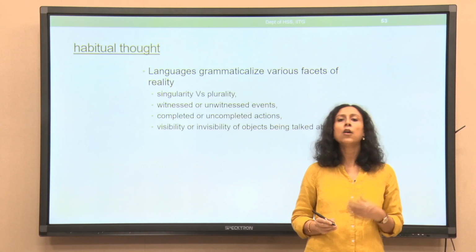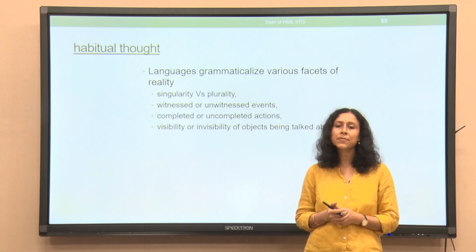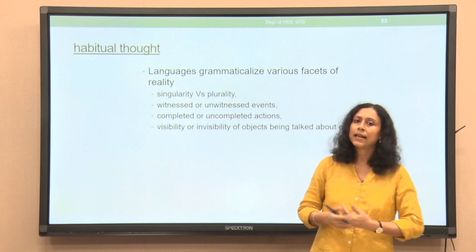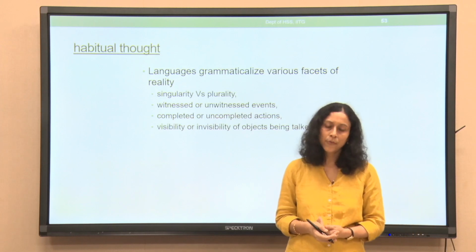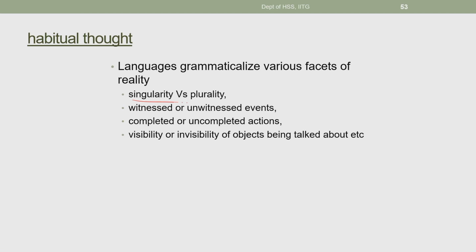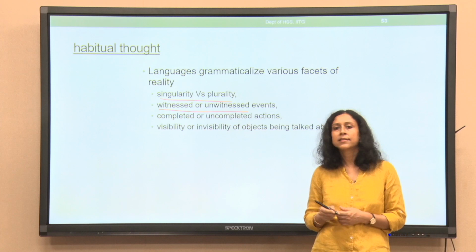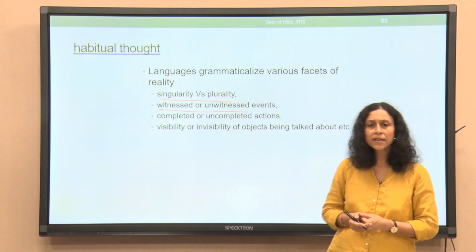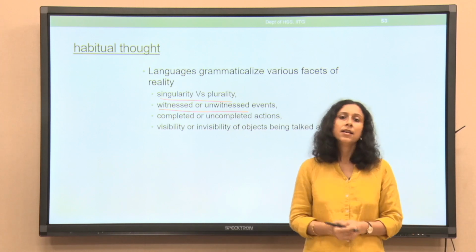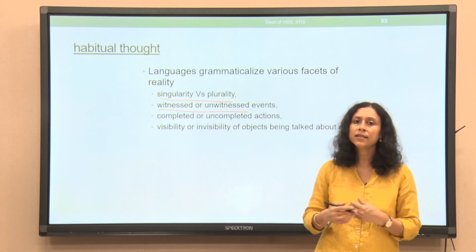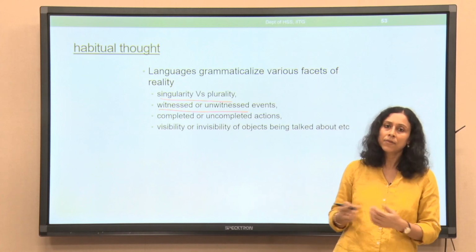Now, depending on how a language codifies a particular concept, it makes us look at that thing in a particular way. For example, some languages have a singularity versus plurality difference, as we have just seen in the case of noun class versus classifier languages. Some languages make a distinction between witnessed and unwitnessed events. Let us say I say that there was a snake on the main road today. In some languages you need to grammatically specify whether I have personally seen the snake on the road or have heard it from somebody else.